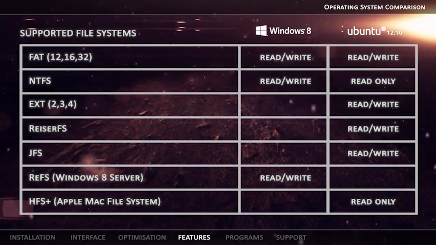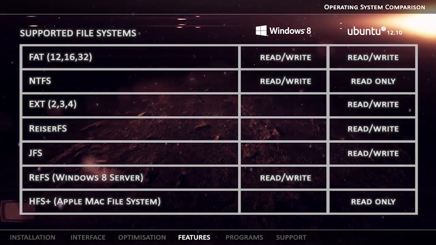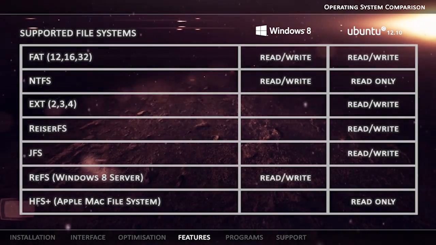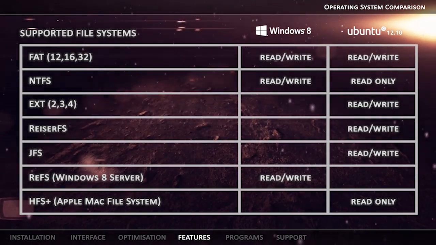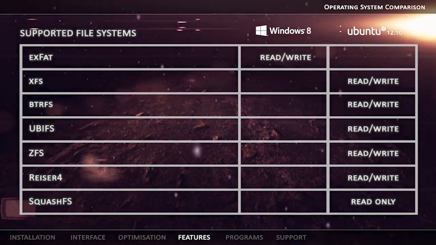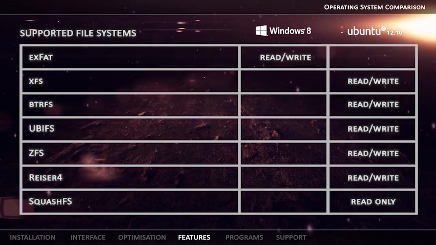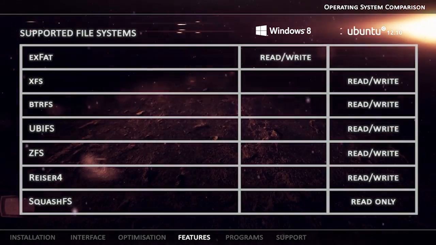As for file system support, it's going to be quite obvious who wins here. Ubuntu 12.10 is backed by a very compatible Penguin kernel, meaning that there's not many file systems it can't read. However, there are a few new formats that the Linux kernel hasn't quite got to grips with yet, and that would be exFAT and the new Windows 8 server file system, ReFS.